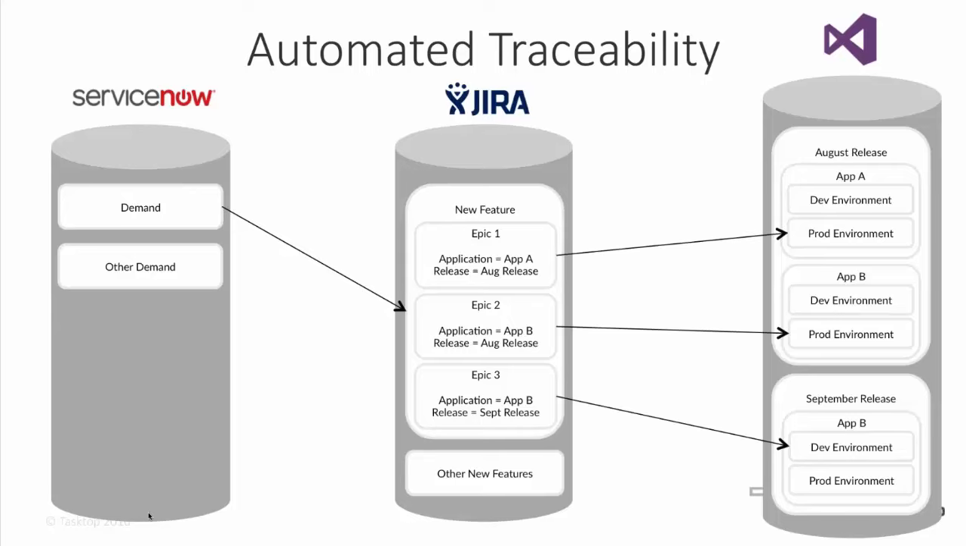And so there's not a direct, single relationship between each one of these. Rather, we start to look at Epic 1 in Jira, which has an application that's assigned to App A, and the release is the August release. And so we want to start to know when application A is being deployed to the dev environment for August, the prod environment for August, and these multiple pieces are what's really going to give us that traceability back and forth between the systems.